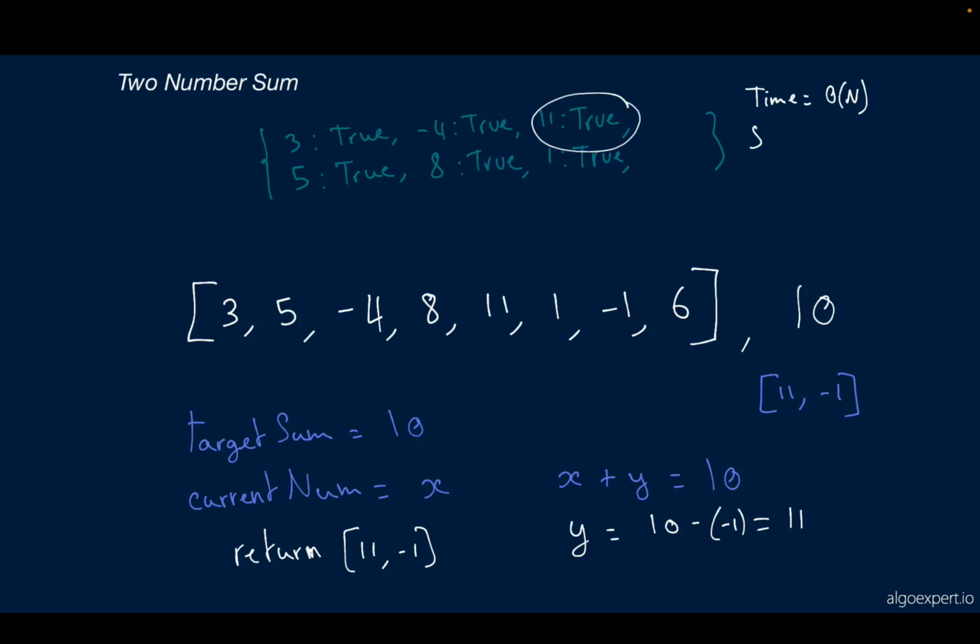Now, the space complexity is also going to be O of n because we are adding values to a hash table.